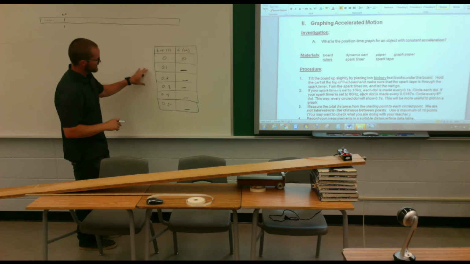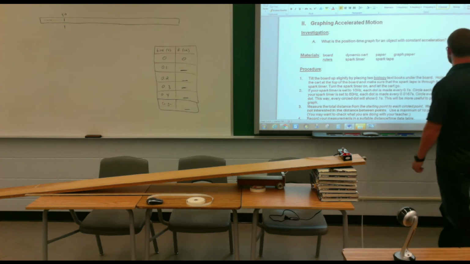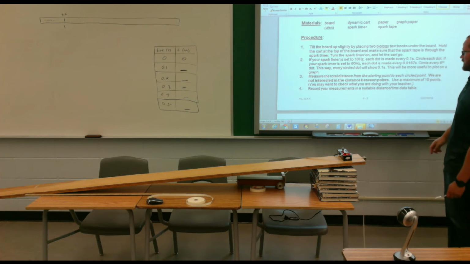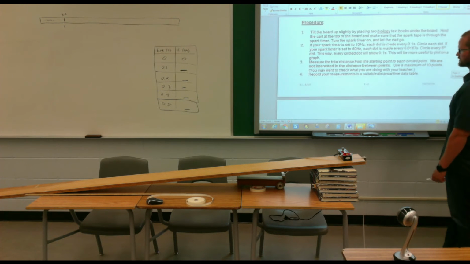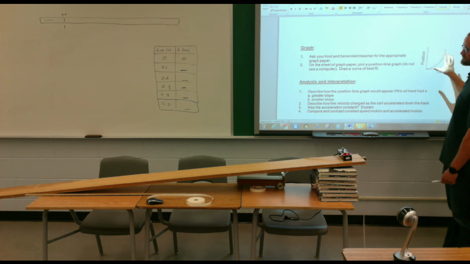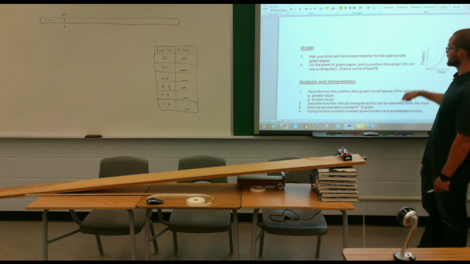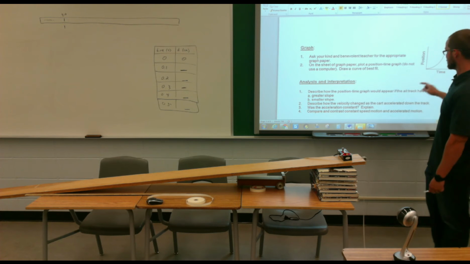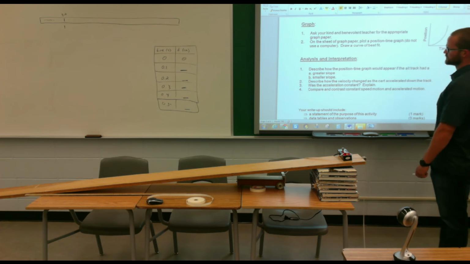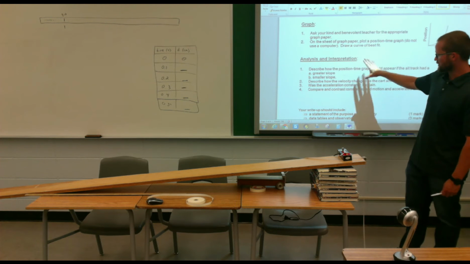You're going to make a table just like last time. That's pretty much it. Record the measurements. And then you're going to get a graph that looks something like this. And it's just a position-time graph this time. There's only going to be one line, not 2 lines in each one. And then for this one, you just have a few more questions for the analysis and interpretation. So answer those questions.